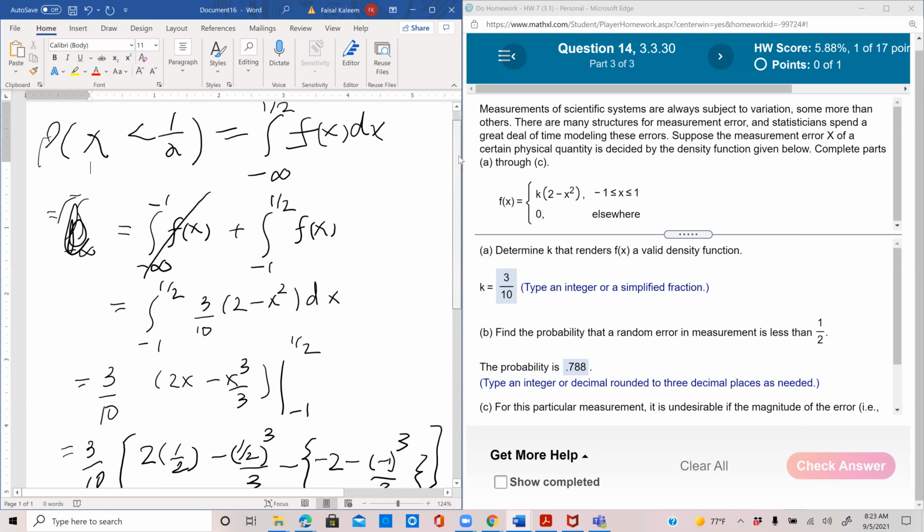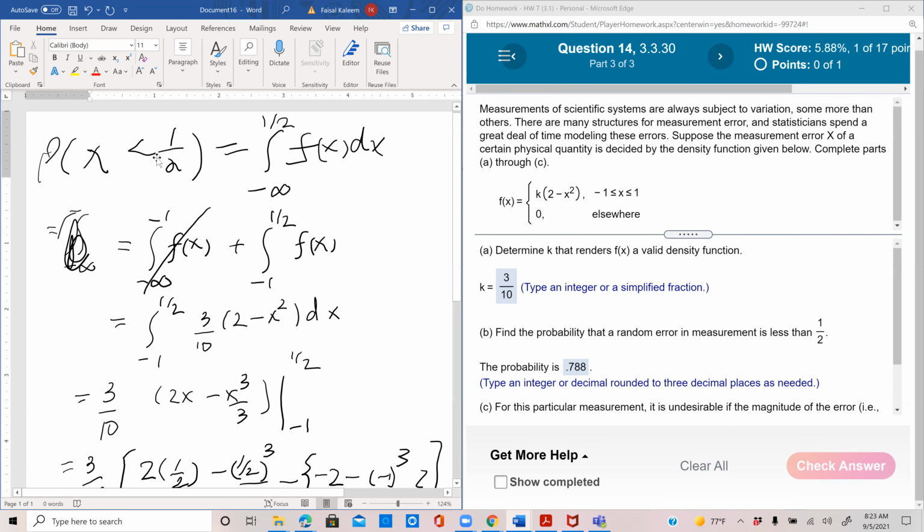So that's done over here. Probability x less than a half would be the portion of the number line less than a half, which is negative infinity to a half. So it'd be the integral from negative infinity to a half of f(x). But this can be broken up: from negative infinity to -1, it's 0, and then from -1 to a half, it's something else. So that's why we break the integral from negative infinity to -1 and then -1 to a half. So this part is 0.